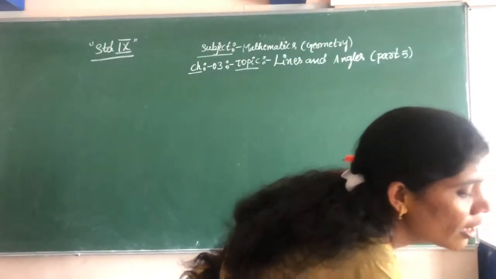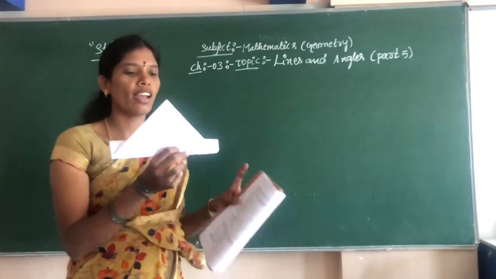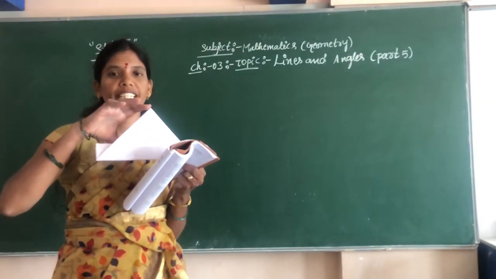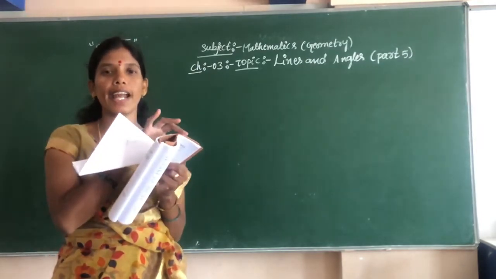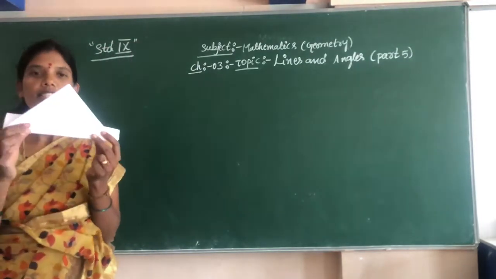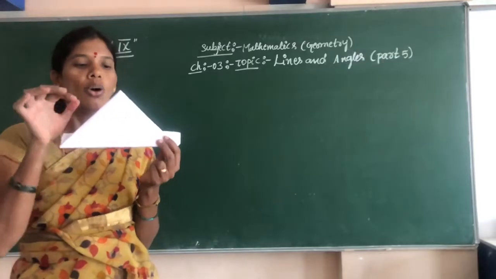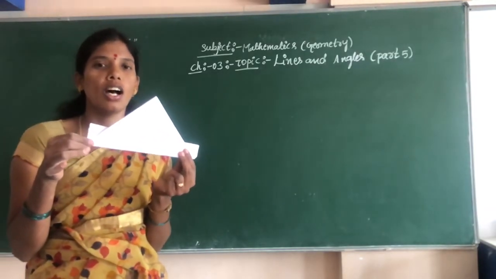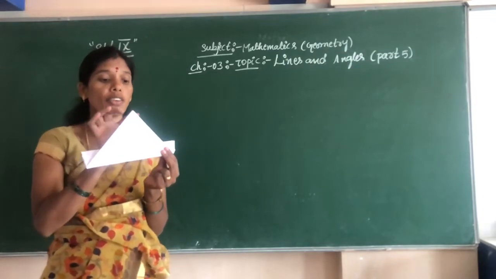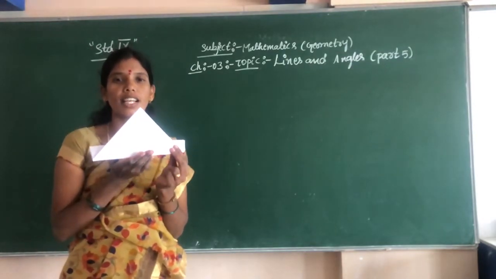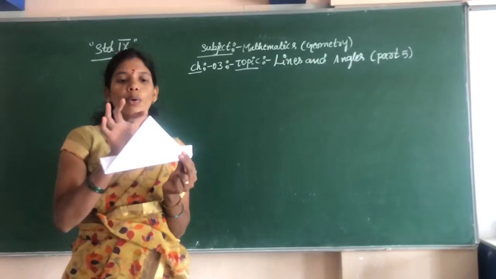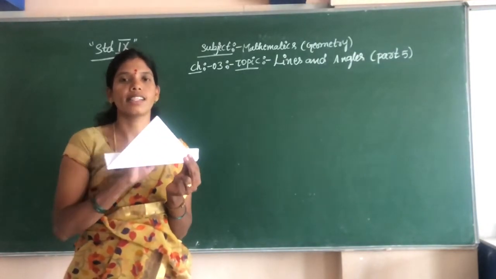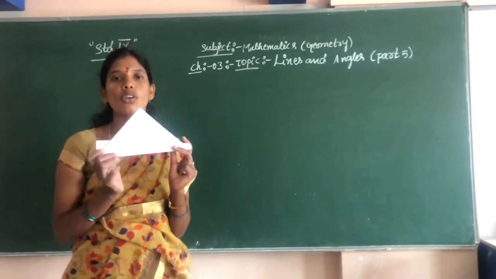You see the figure, a triangle. How many sides are there? Three sides, so these are edges 1, 2, 3. This is a closed figure with 1, 2, 3 arms, the sides of the triangle. Next, there are 1, 2, 3 vertices and angles.